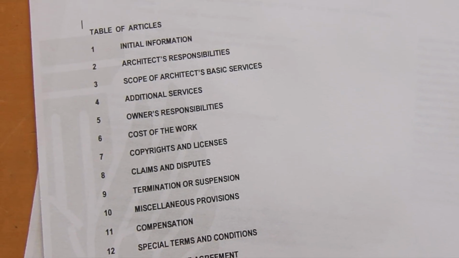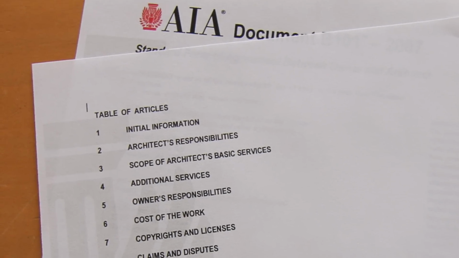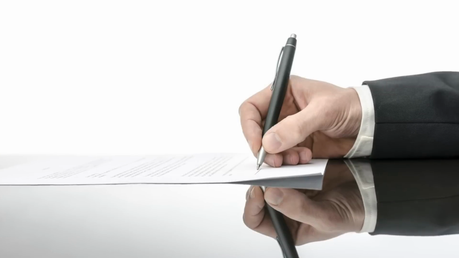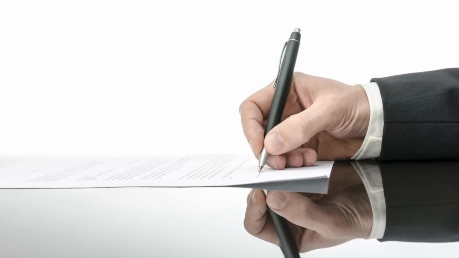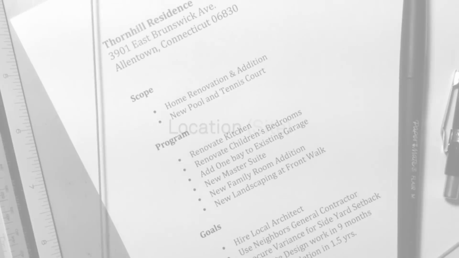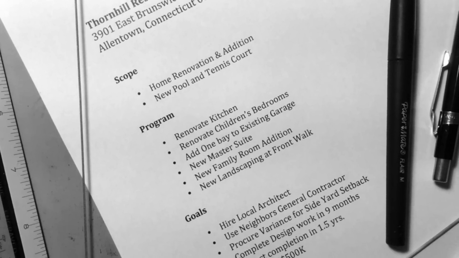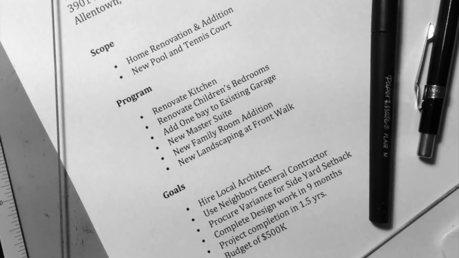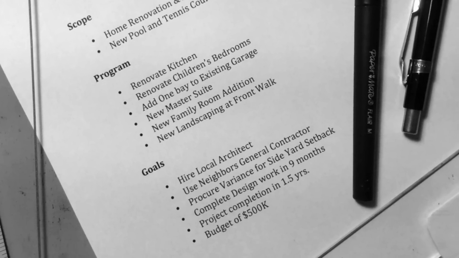A good place to start is with an AIA contract. It's always best to seek the guidance of an attorney to choose the best agreement and make edits. Make sure your contract covers these basics. Identify the owner, the architect, and the project location. Include a project description that outlines its physical scope, its program, and goals.